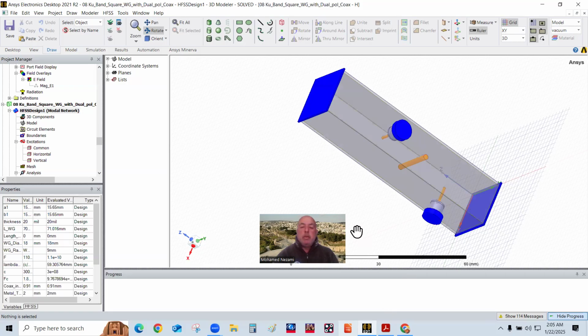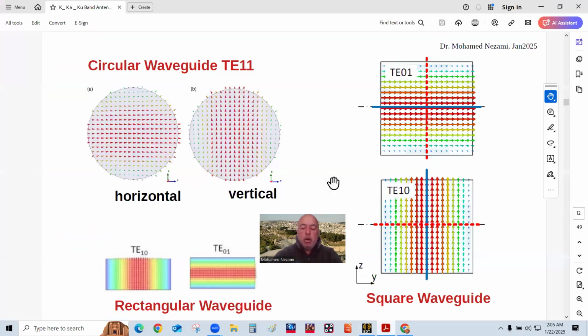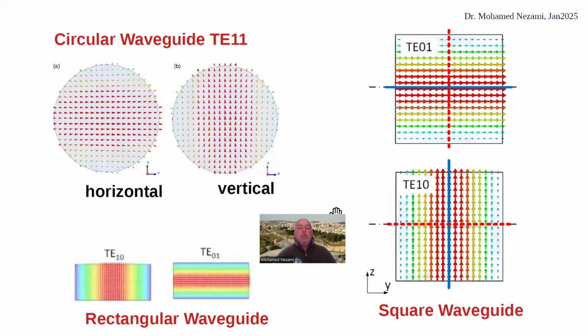This business really is based on, if you want to understand it and to design such an assembly, you would have to start looking at the waveguide E-field modes. How are the patterns of these modes? If you remember, for circular waveguide, ladies and gentlemen, TE11, this is the pattern for them.